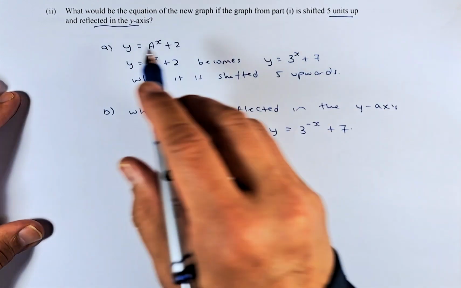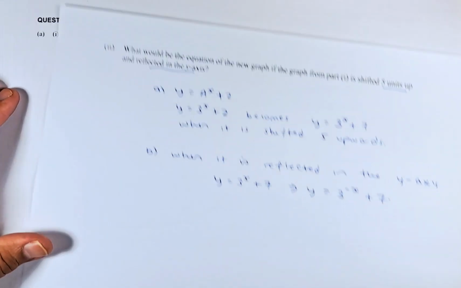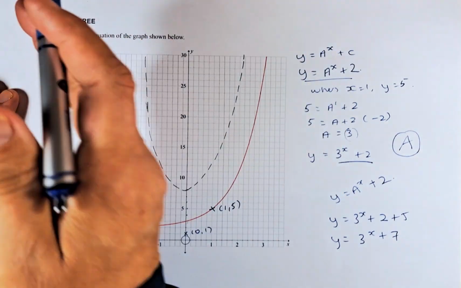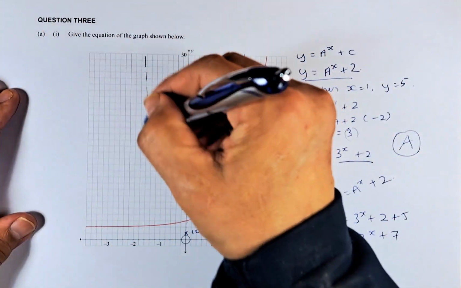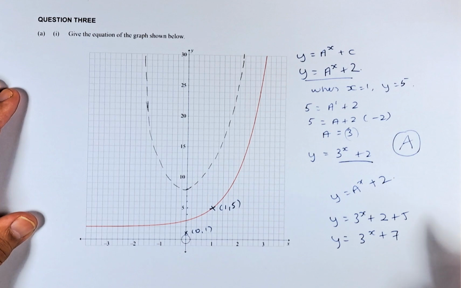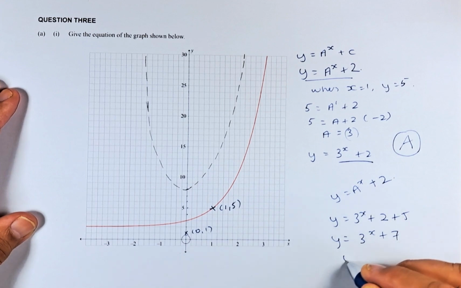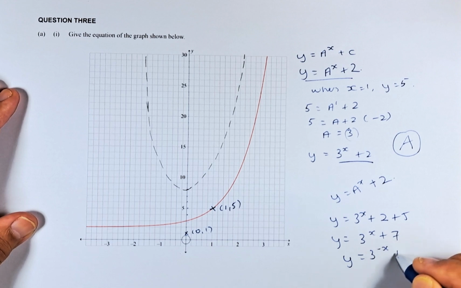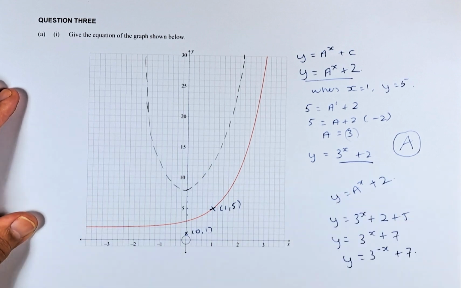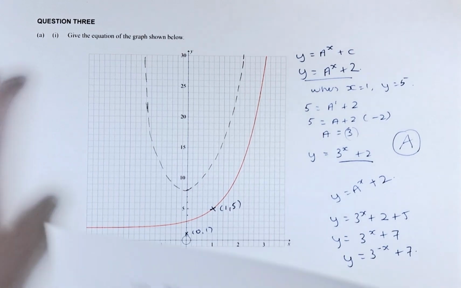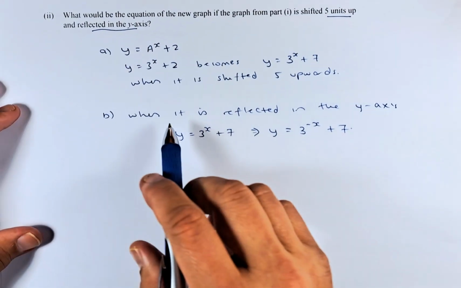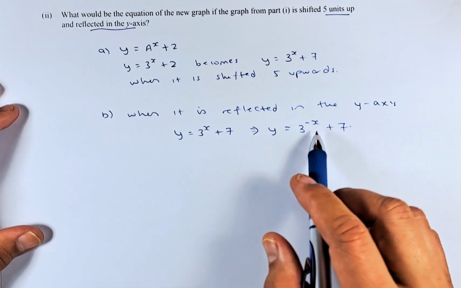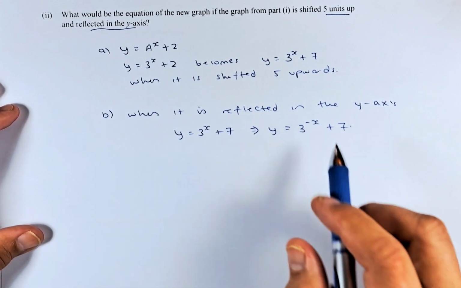Okay, so the next one is going to be reflected in the y-axis. So now you are in this part of the graph. You're going to reflect on the y-axis, so the graph is looking like that. So when you reflect on the y-axis, instead of y equals 3^x plus 7, you just need to change x to minus x. That is how you do the reflection, and that is how the new equation is going to be. So when it is reflected in the y-axis, y equals 3^x plus 7 is going to be y equals 3^(-x) plus 7.